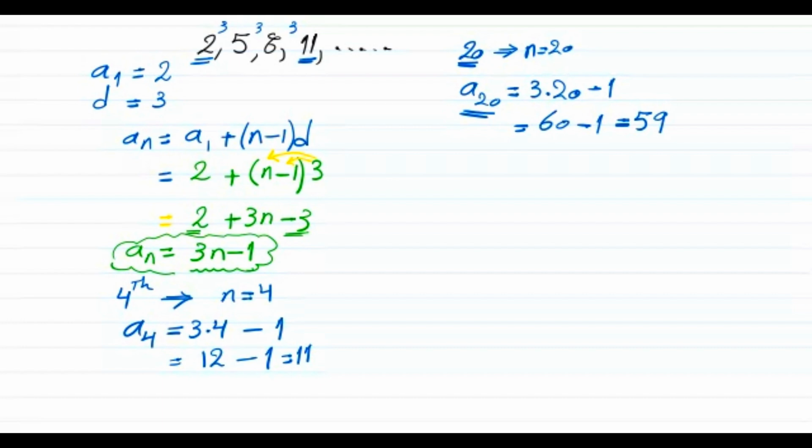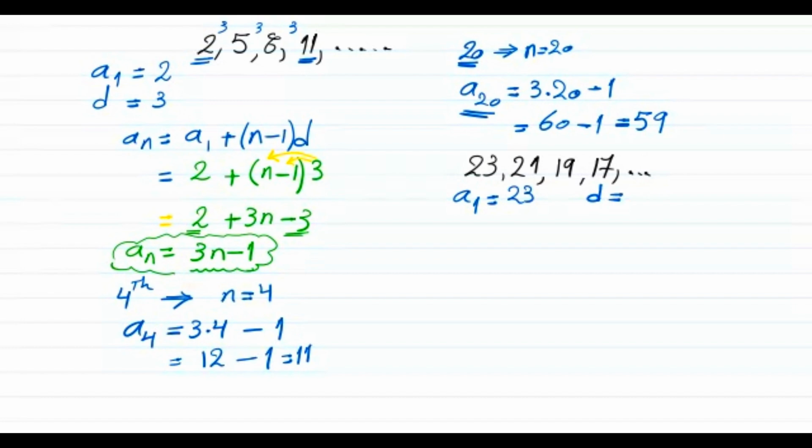Now, another one. I want to find the general rule for the sequence 23, 21, 19, and 17, and so on. What is the first term? A1 equals 23. What is the base D?